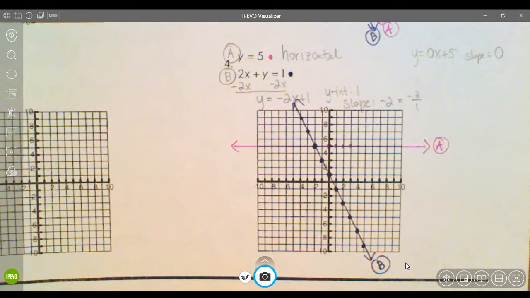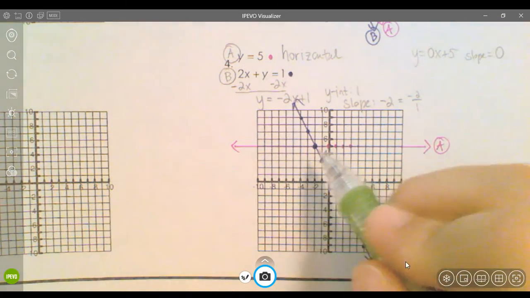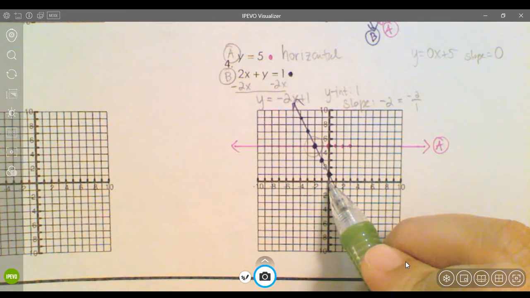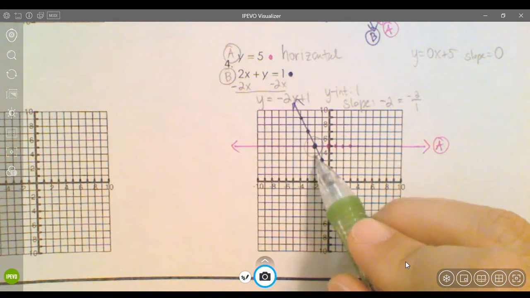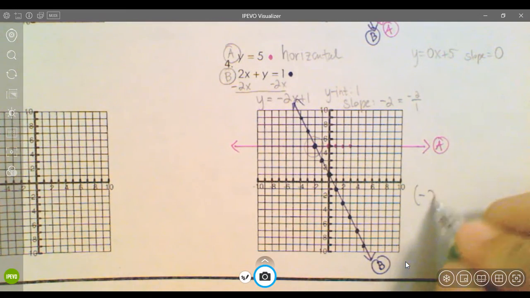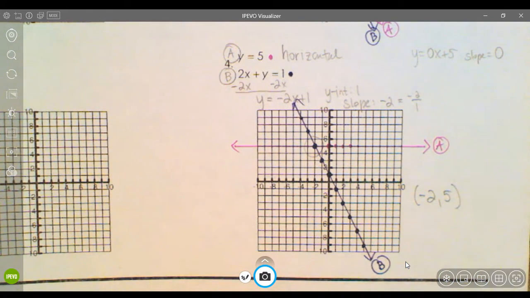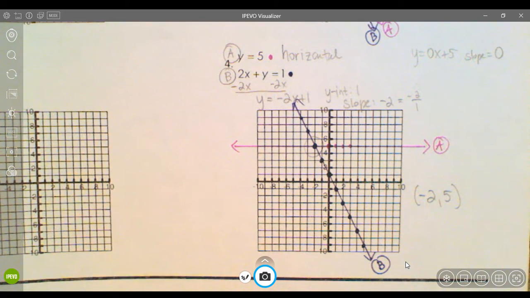So where do these two intersect? Well, they are intersecting right there. I start at the origin. I go -2, then 1, 2, 3, 4, 5. So the ordered pair is -2, 5. I have a solution. I think it's going to be -2, 5. Well, let's check it, okay?